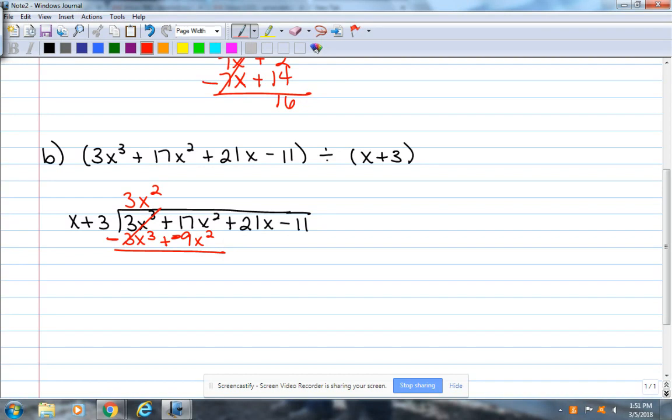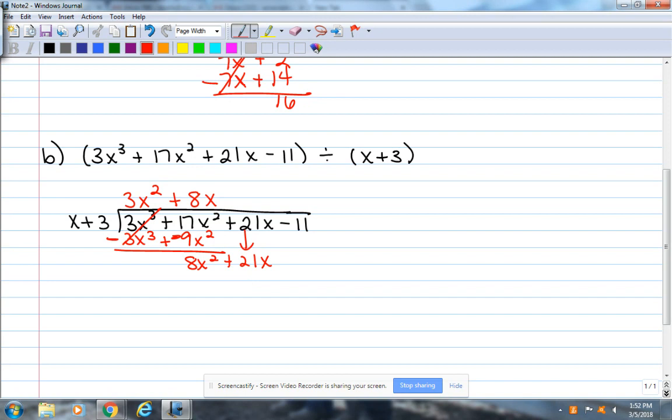What is 17x squared minus 9x squared? 8x squared. And then you bring down plus 21x. And this is where people forget what to do. After you bring something down, you start over again. So you ask yourself, what times x makes 8x squared? 8x. Good. So you put plus 8x on top, and then you distribute the 8x to the outside.